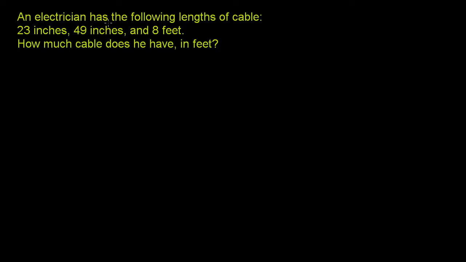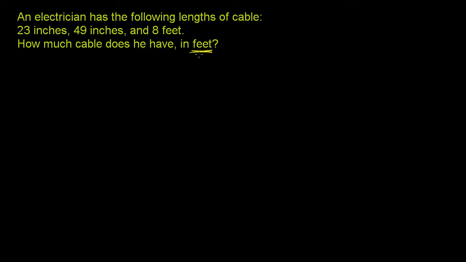An electrician has the following lengths of cable: 23 inches, 49 inches, and 8 feet. How much cable does he have in feet? So these are the lengths. Each of these is the length of a cable in inches, inches, and feet. And we want to know the total length if you add all of these up. And we need the total length in feet.